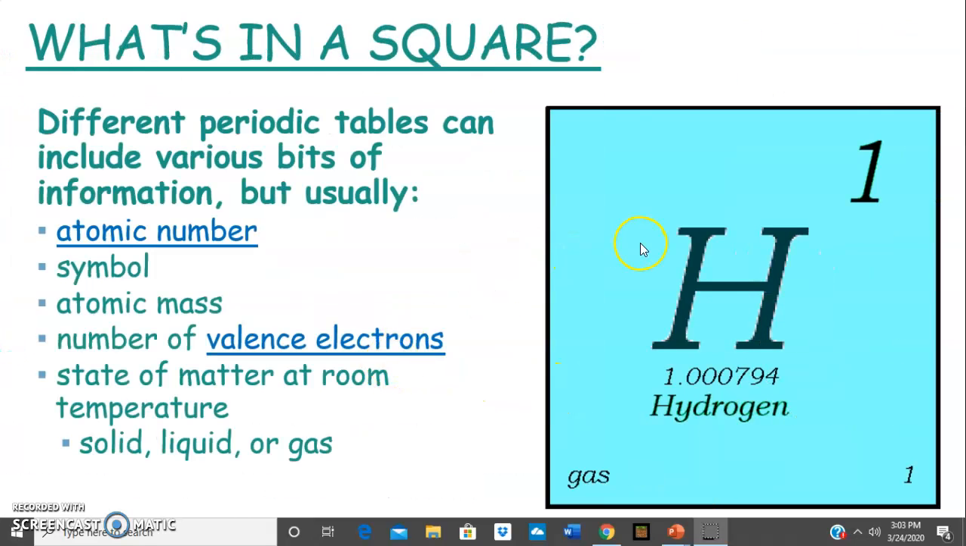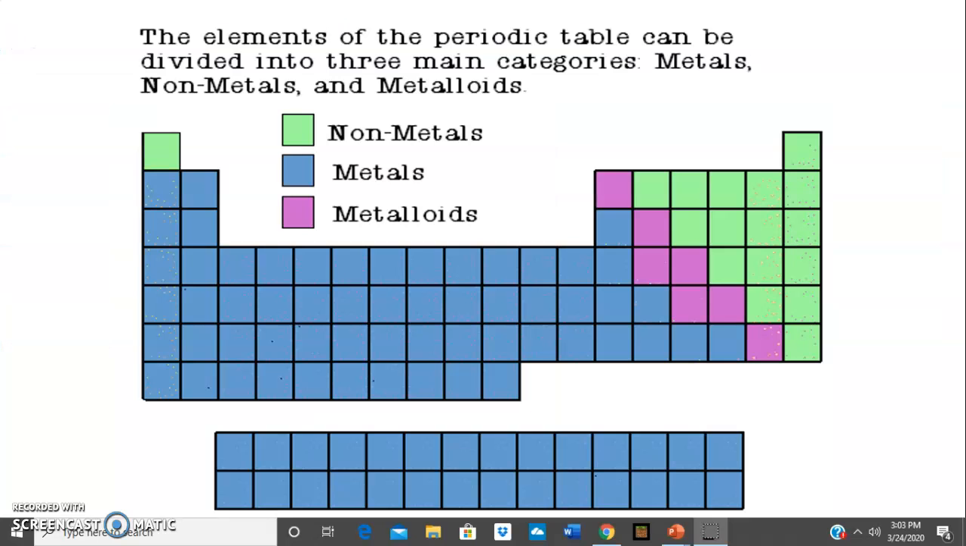All right, so what's in the square? Lots of different things, but usually it is the atomic number up in the corner. The symbol for hydrogen is H. The atomic mass is this number down here below the atomic symbol. The number of valence electrons is sometimes down here in the right corner. And there's the state of matter that the element exists at in room temperature. So for example, in this bottom left corner, hydrogen is a gas. Sometimes there's more information, sometimes there's less, but usually it'll contain some or all of this information.